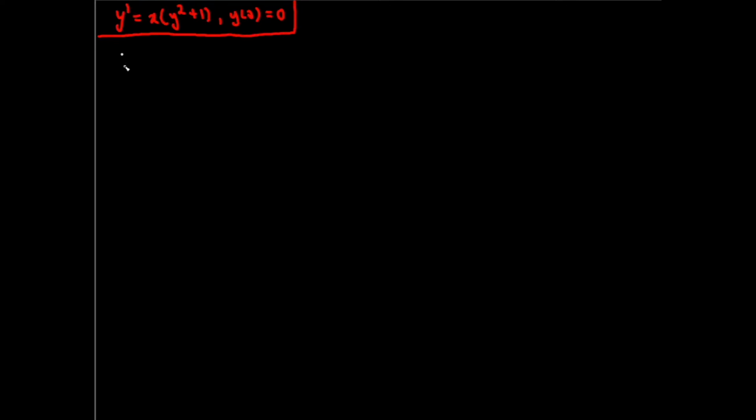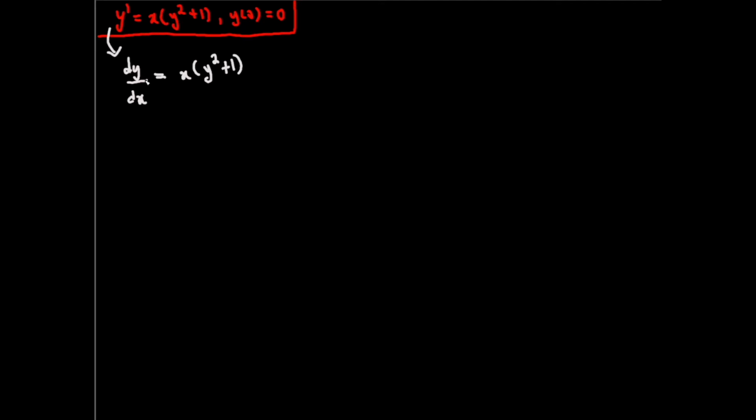Let's go ahead and solve this initial value problem. First of all, I'm going to rewrite this as dy by dx equals x times y squared plus 1. Remember that these two mean identical things, they're just different notations, and for these kinds of problems, this is way more convenient.